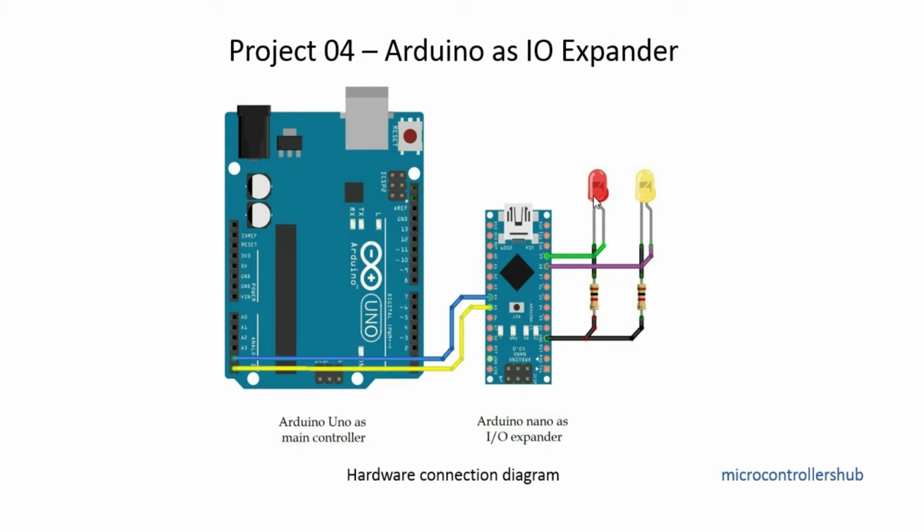We will connect two LEDs to pin 8 and pin 9 and control them through I2C. Let's name these LEDs as LED 1 and LED 2 for our simplicity.